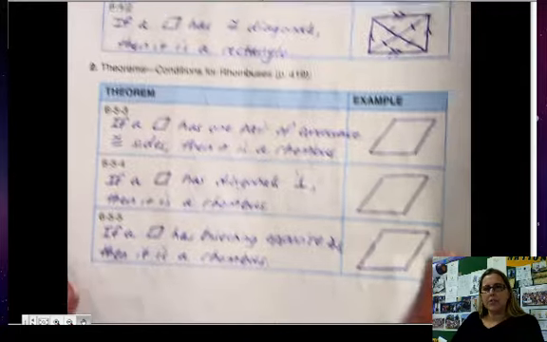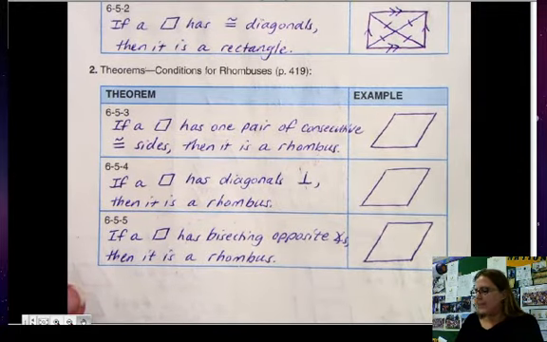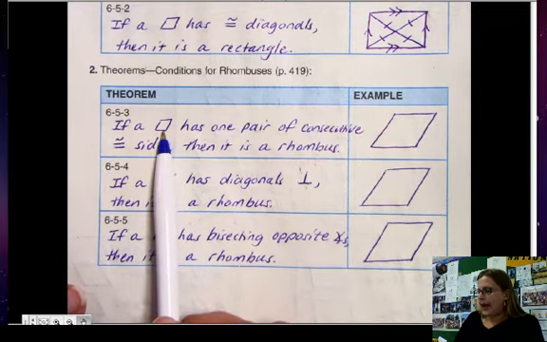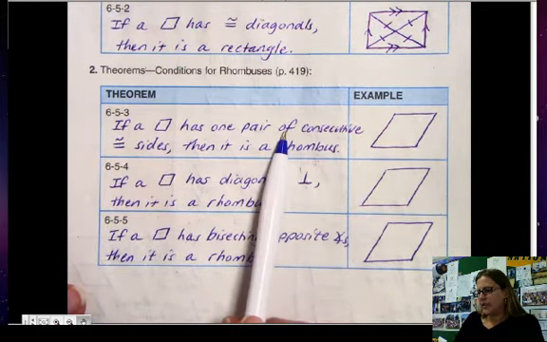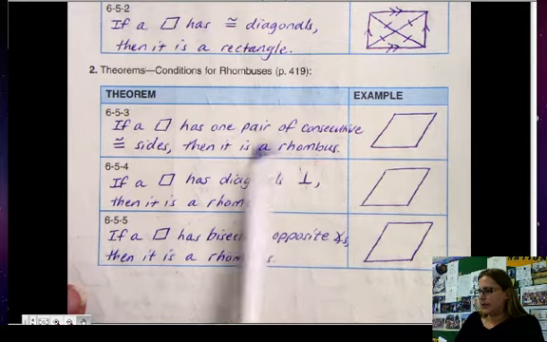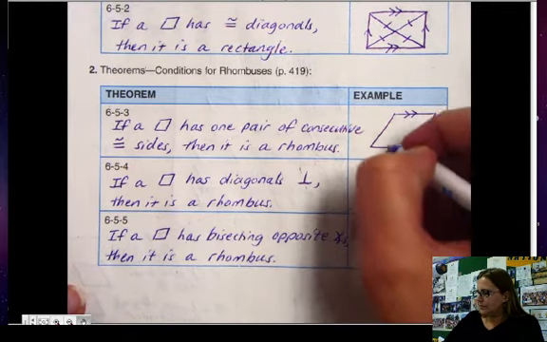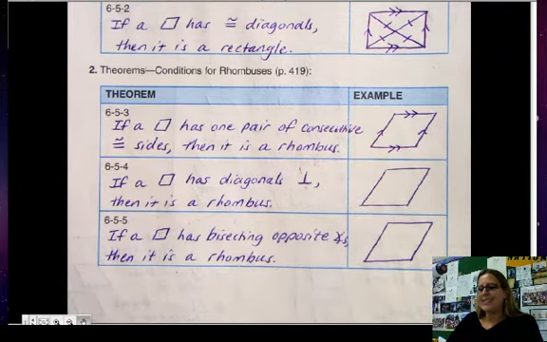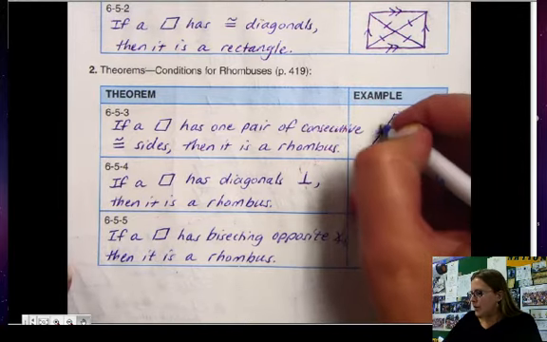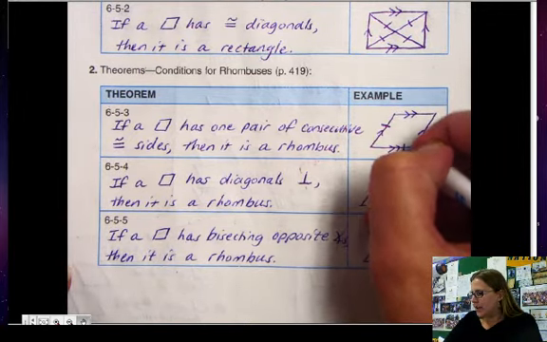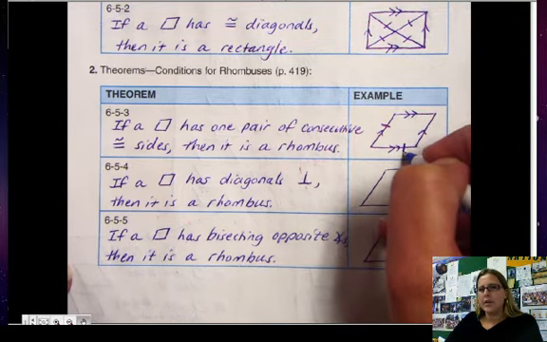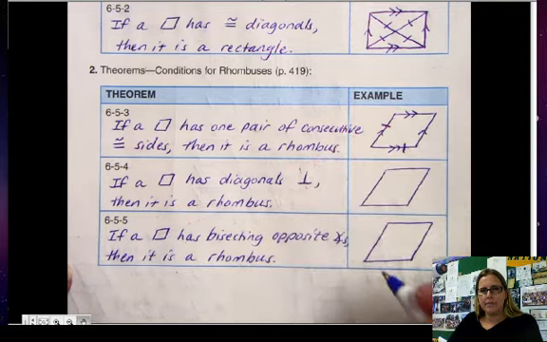So here are some conditions for rhombuses. Okay, so it is a rhombus if it is first a parallelogram and one of the pairs of consecutive sides are congruent. So first a parallelogram, and also one of the pairs of consecutive sides, remember consecutive means next to each other, so this one and this one are consecutive sides. So if they are congruent to each other, then we know that it is a rhombus.